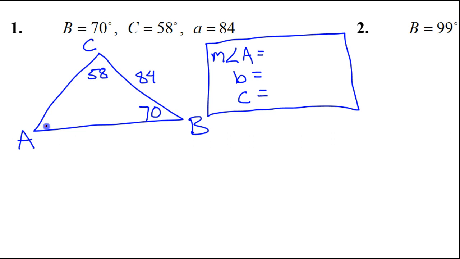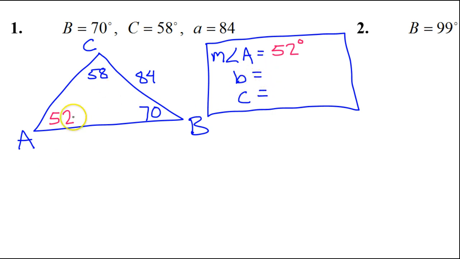So first, we can easily find angle A by subtracting these two from 180. So let's go ahead and do that. Great, so I got 52 degrees for that. Now, let's go ahead and find side B using the law of sines.